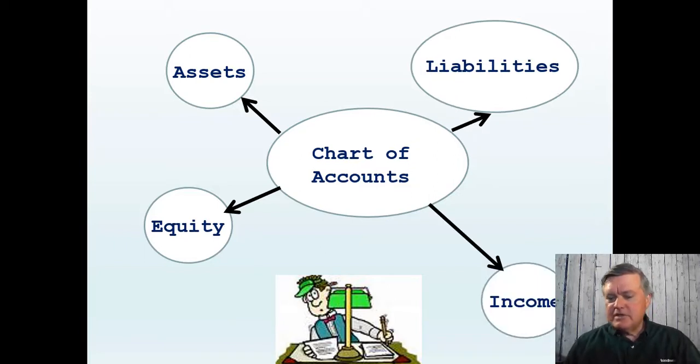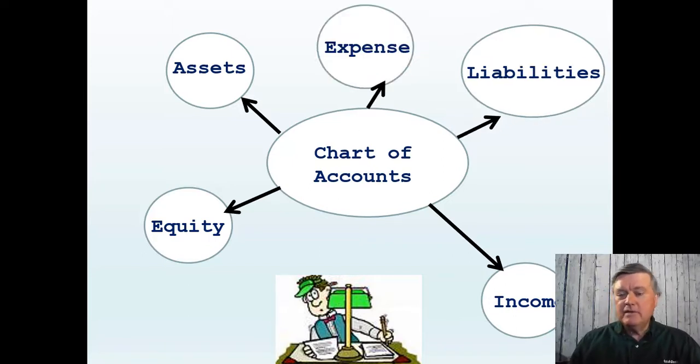Well, the next two are a little bit easier. Income, accountants will use the term revenue. We all know what that is. As we make a sale, we make a $100 sale, we have $100 in revenue or income. And expenses, so office supplies, rent, payroll, that sort of thing.